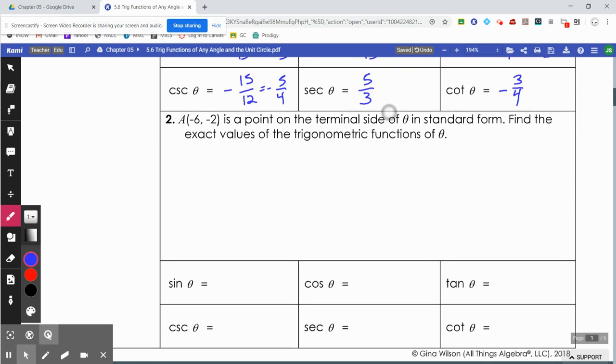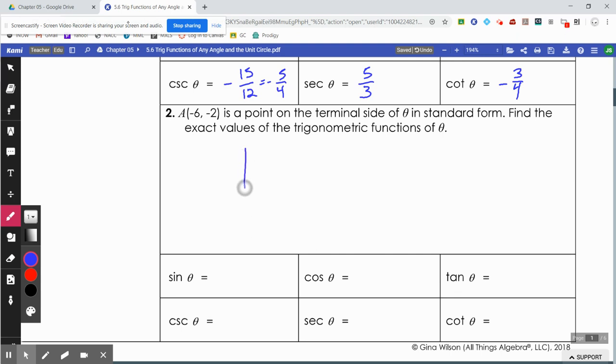Number 2, doing the exact same thing, we have a point located at negative 6, negative 2. I'm going to sketch it out. Negative 6, negative 2 will be somewhere right in here. So there is my angle. I have negative 6 as my x, negative 2 as my y. I've created a little right triangle.